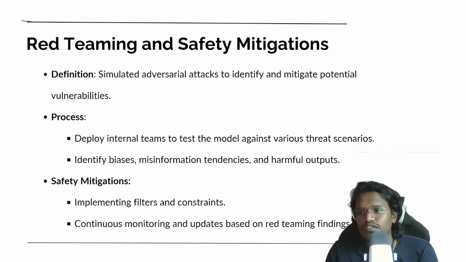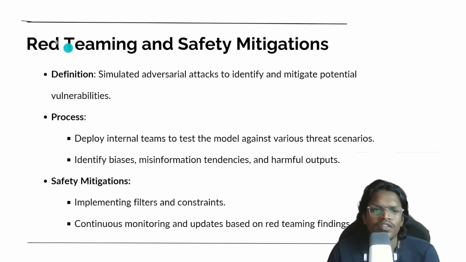Now, the next process is red teaming and safety mitigations. Obviously, when you talk about AI, security concerns come into the picture as soon as possible. The definition of red teaming is that you simulate adversarial attacks to identify and mitigate potential vulnerabilities. In every big company, they'll have a team known as the red team, whose idea is to find issues in your product. The process involves deploying internal teams to test the model against various threat scenarios, so that you can identify biases, misinformation, and harmful outputs.